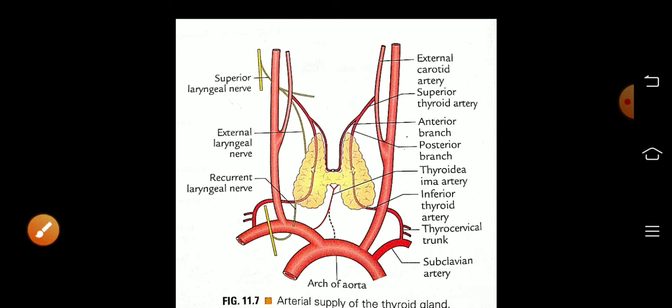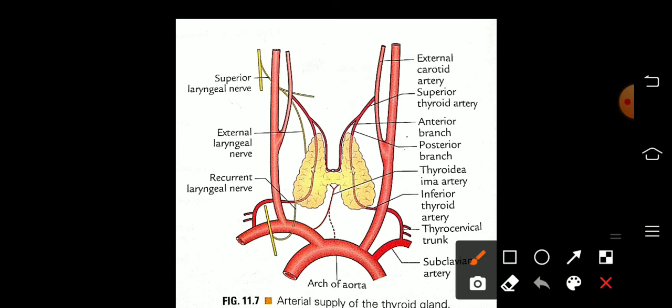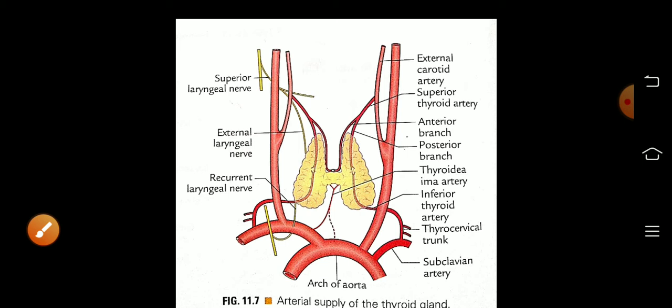So it depends. Now this is not a very must artery. That means it is present only in 30% of cases, not for everyone. Only in 30% of cases this artery is present.